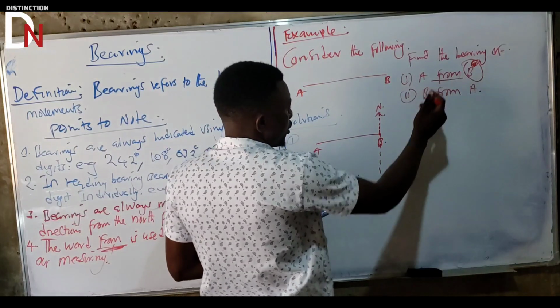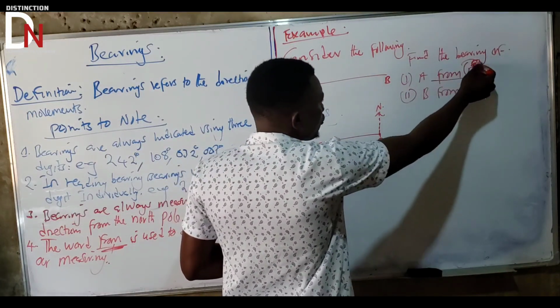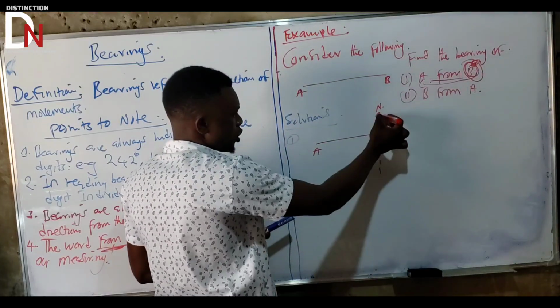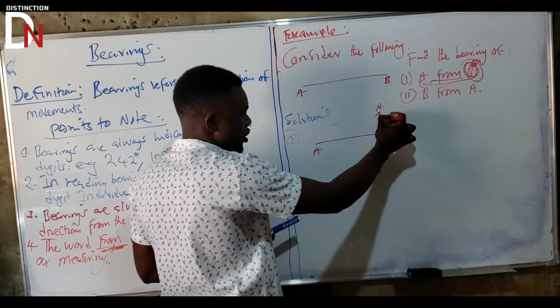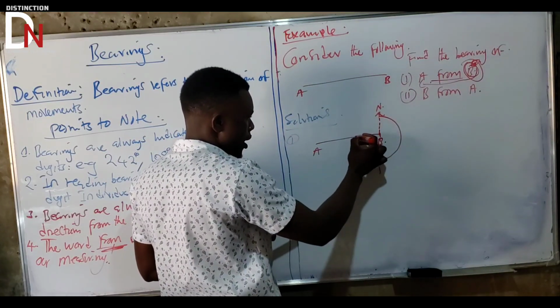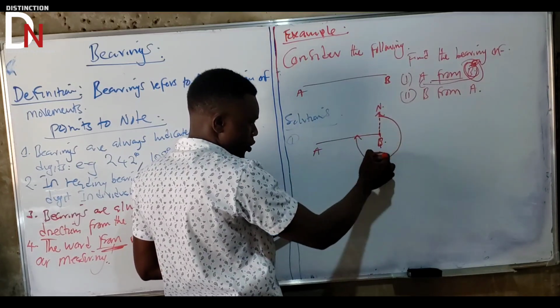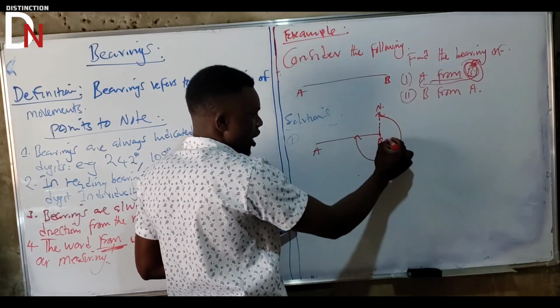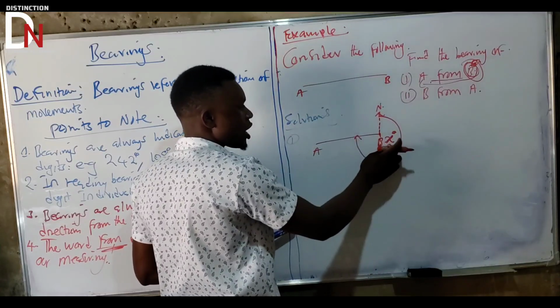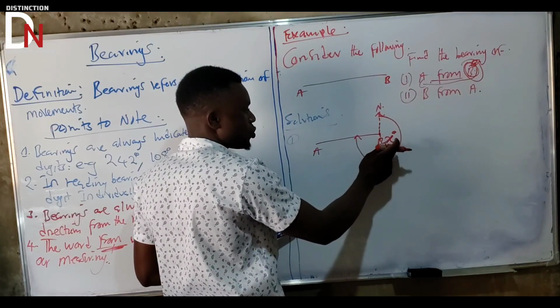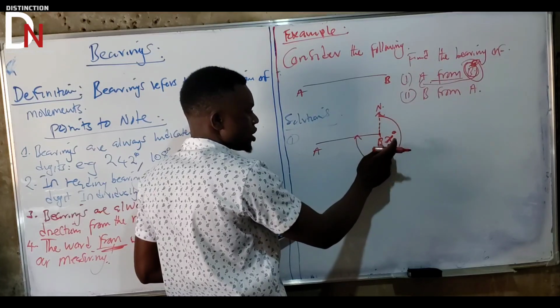So if the question is A from B, we are moving from B, going to point A. But in this case, we have to move in a clockwise direction. This is a direction, going to the point where our A is. So whatever movement we've made, that is the angle which we are looking for. I'll call this angle X, like that.